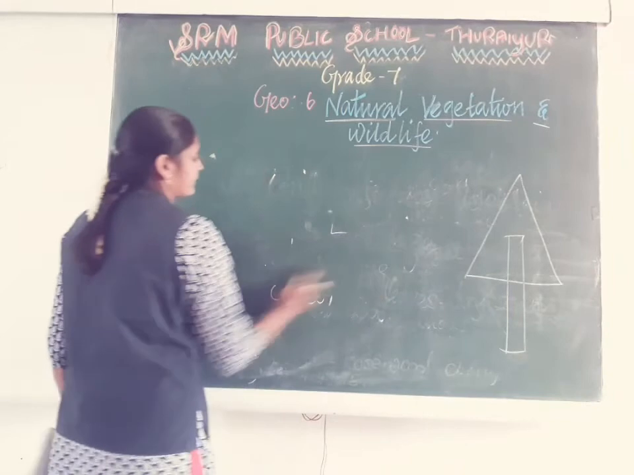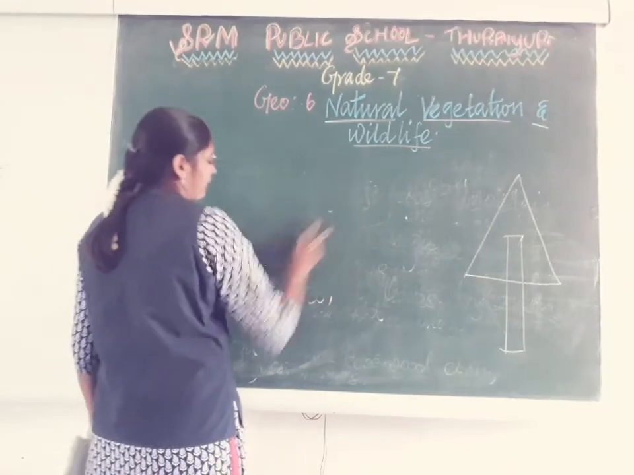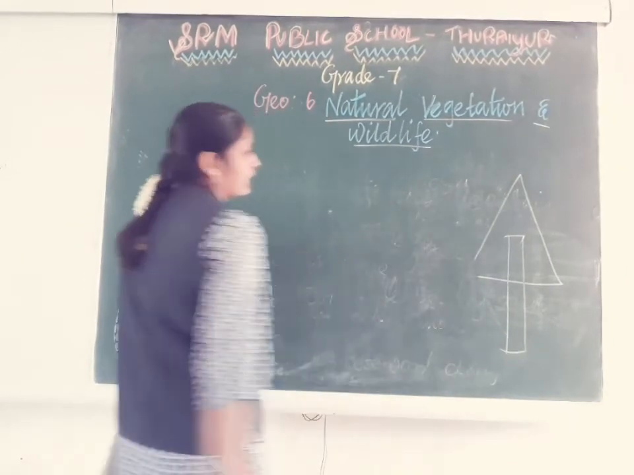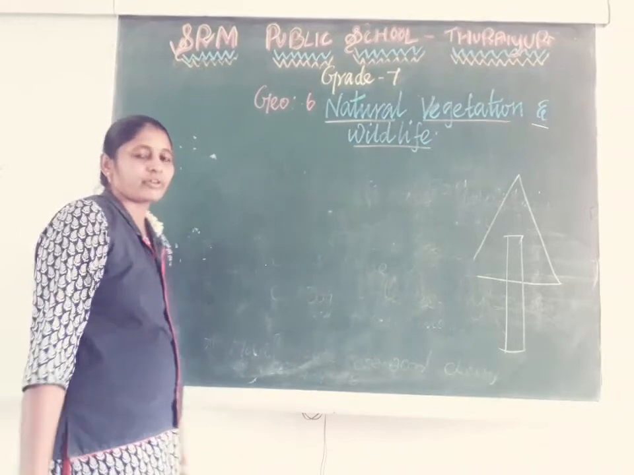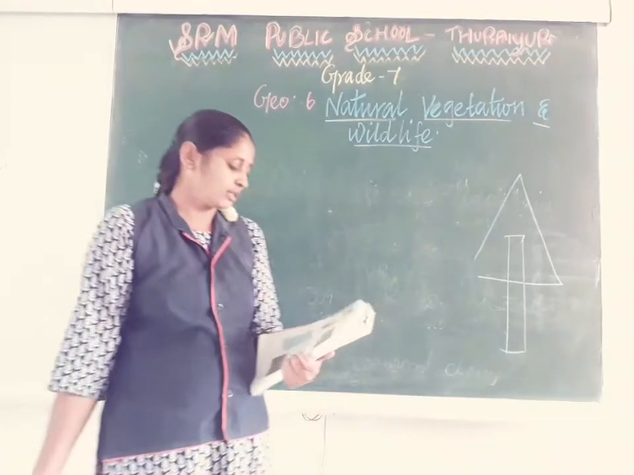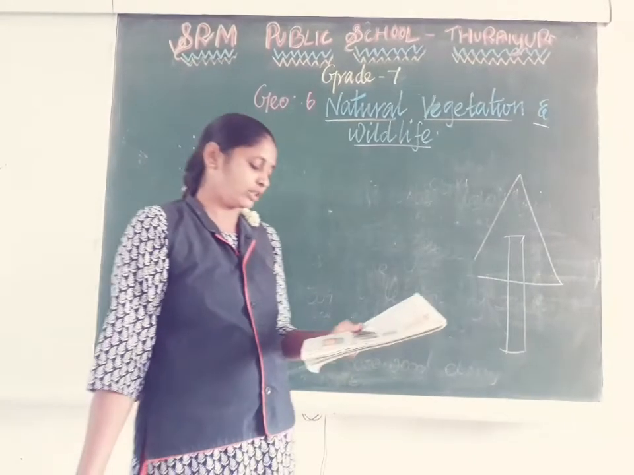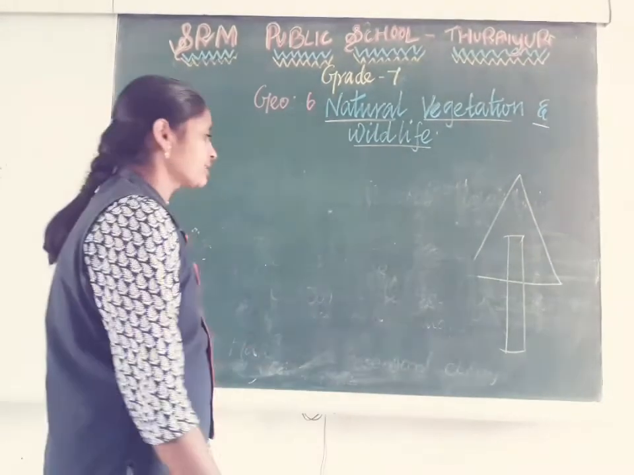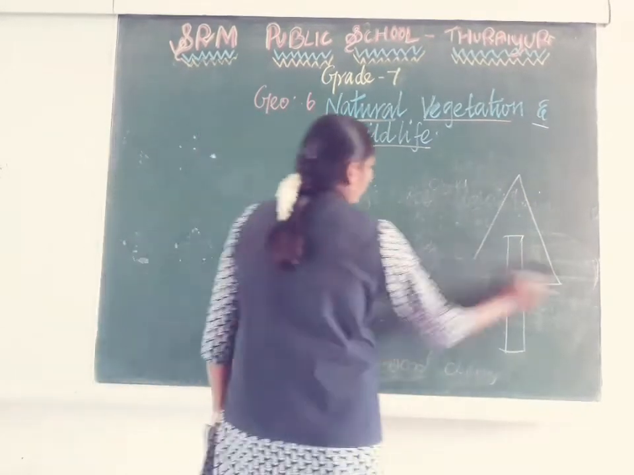Tropical evergreen forest, tropical deciduous forest, temperate evergreen forest, temperate deciduous forest, Mediterranean vegetation and coniferous forest. Okay, next we are going to discuss grassland.